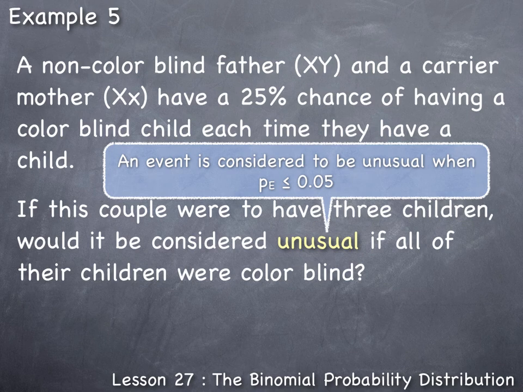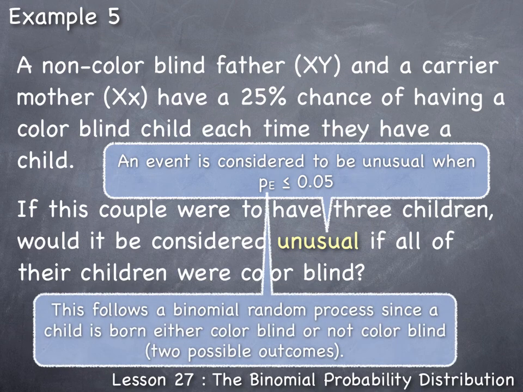So in this particular problem, we're focusing on the number of colorblind children this couple could have. And since a child can be born either colorblind or not colorblind, this particular probability follows a binomial random process, which gives us 2 possible outcomes. So we can use the binomial probability distribution function to calculate this result.